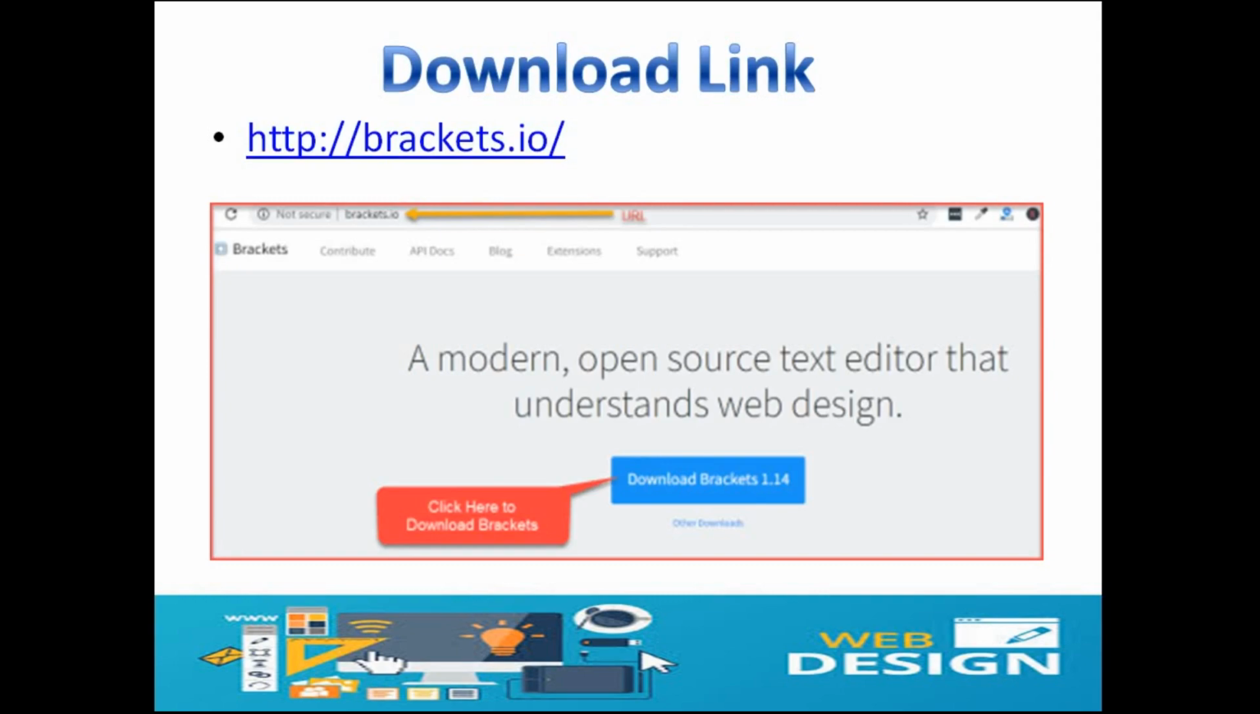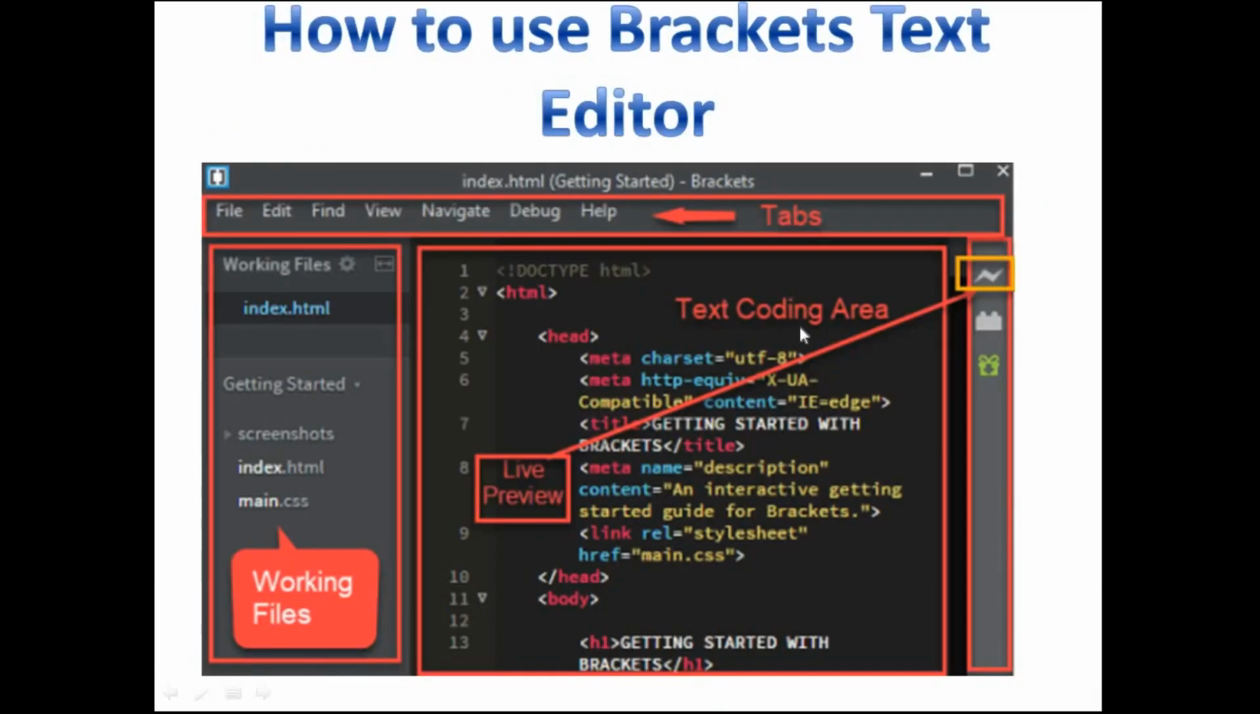So here is the download link of Brackets, that is brackets.io. I will show you practically how to download it from brackets.io. So here is the interface of Brackets. Basically Brackets has 4 parts. Okay, what are those 4 parts? First one is your tabs. In the tabs part we include file, edit, find, view, etc.